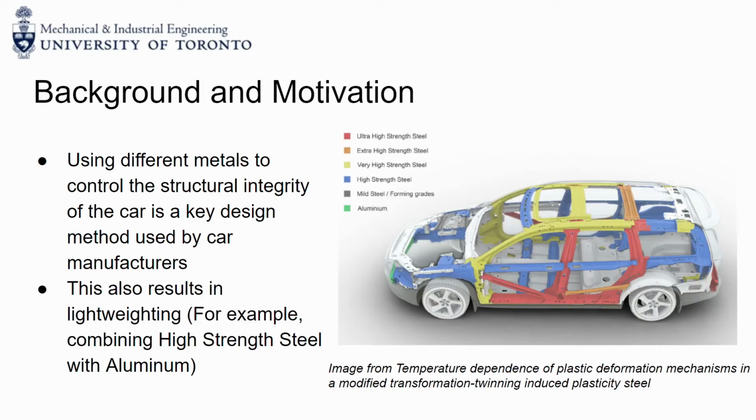Car manufacturers already use different material strengths for the way a car crumples during a crash. As you can see in that image, they might use higher strength steels in certain areas than others. And this is a great area for a lot of opportunities to reduce the weight of the car by using, for example, a high-grade aluminum instead of steel to make it lighter.